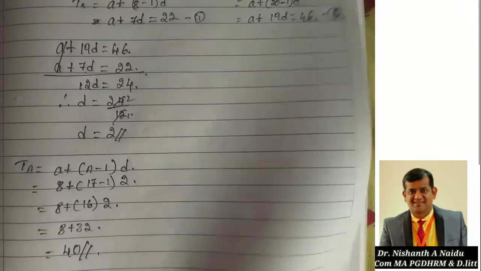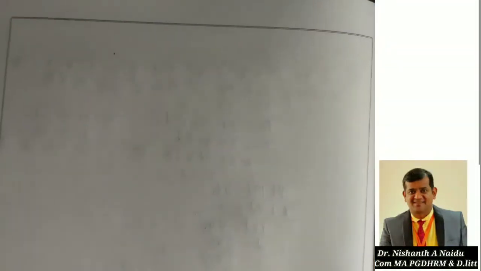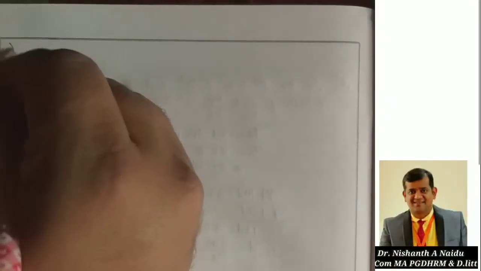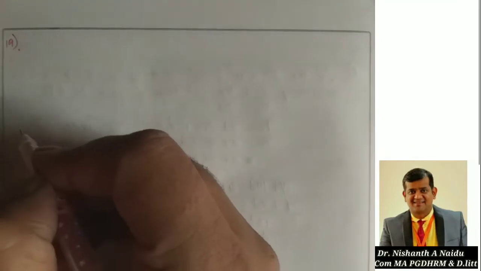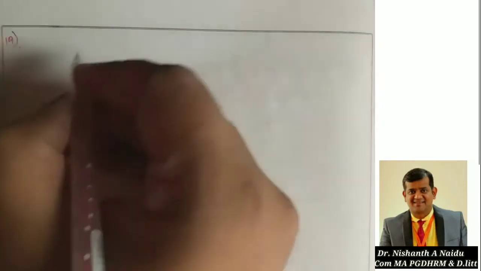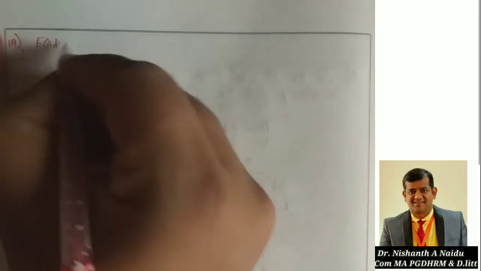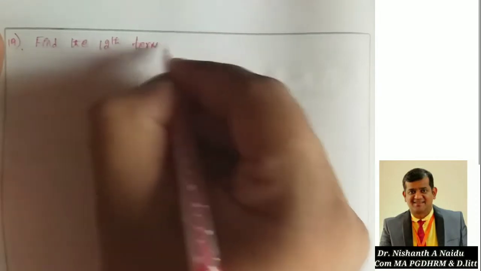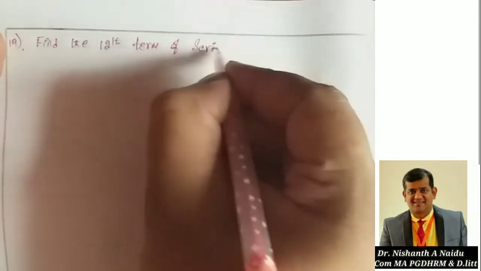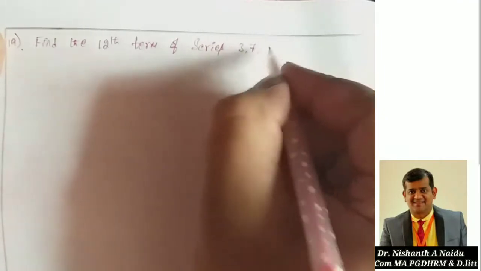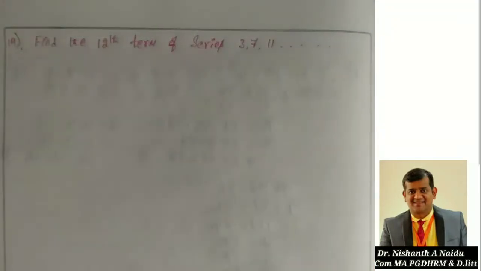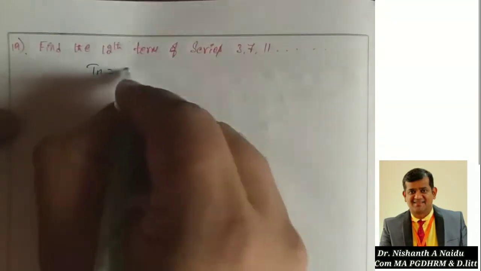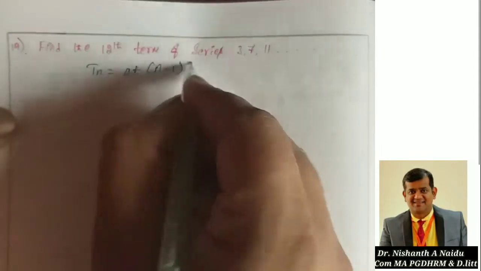Okay, so next we are moving to the next problem, that is problem number 19. The problem says: find the 12th term of the series 3, 7, 11, and so on. So we have to find the 12th term here, right? So apply the formula: Tn equals A plus n minus 1 into D.